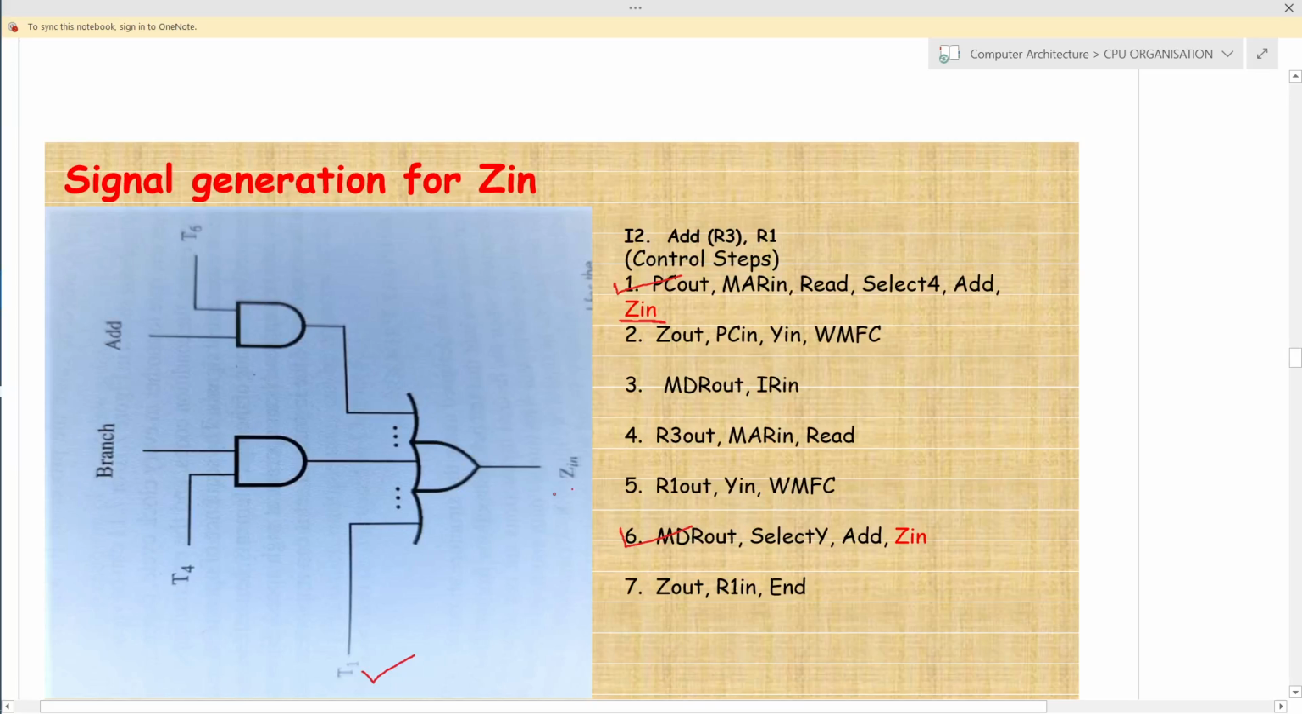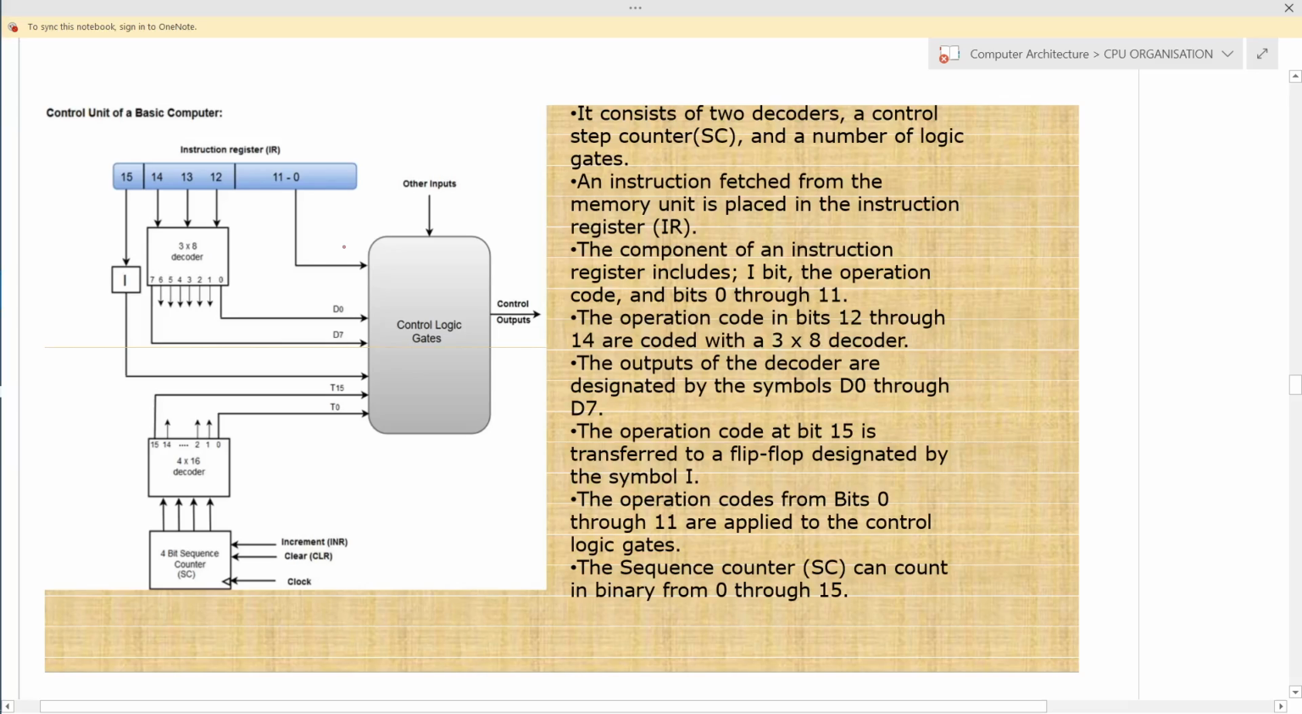So this is another example which summarizes all this discussion through a simple diagram. Here the instruction register is 16 bits, out of which 12 bits are used for the address of the operand, and this 3 bit field is used for the opcode, and this one represents whether it is immediate, describing what type of instruction it is. All this information is provided to the control logic gates.